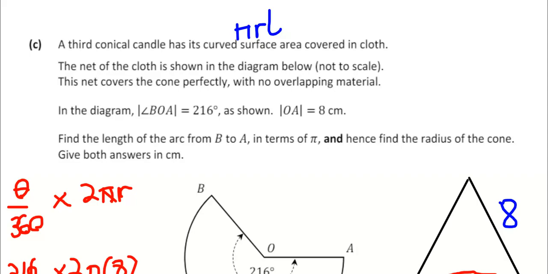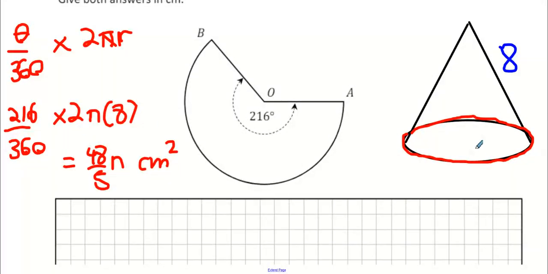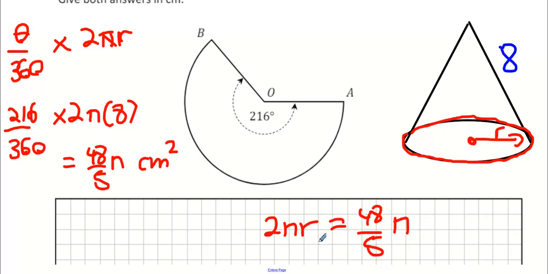We have to get the radius of the cone. All right, so that's handy, all right? Because what did we say about this earlier? 2 pi r is the circumference of the base of the cone, and it actually equals 48 over 5 pi. The pi's cancel out, right? And then just divide 48 over 5 by 2, which is actually 48 over 10, which is actually 4.8 centimeters.